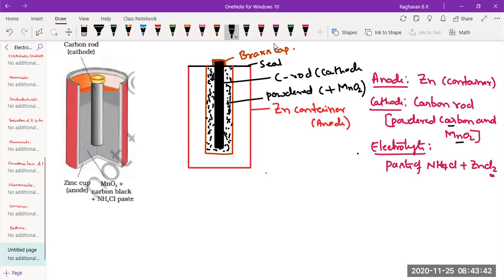And what is there here? In contact or in between this cathodic compartment and the anode, there is electrolyte, paste of ammonium chloride and zinc chloride. So you can show with slightly different dots and color. So this is paste of ammonium chloride and zinc chloride.